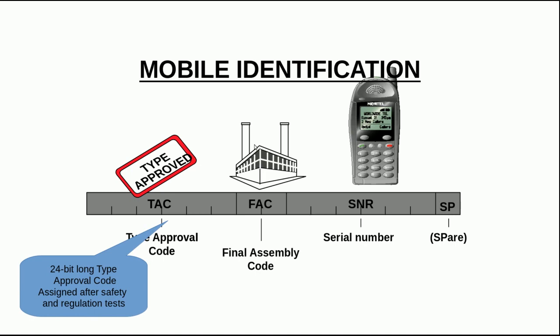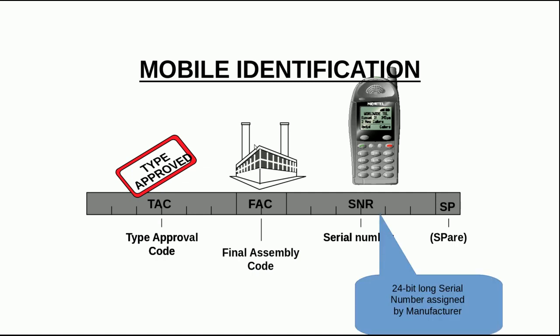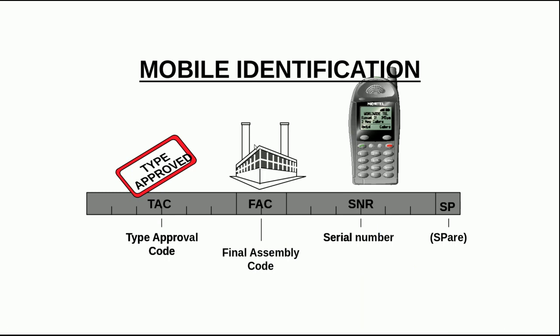And the second field in the IMEI is the final assembly code. This final assembly code tells us that, for example, if this is the mobile of Siemens, in which facility of the Siemens this mobile set was constructed. And this final assembly code is basically 8-bit long, and then you have the serial number, and it is basically a 24-bit field which is assigned by the manufacturer that is making this mobile. And then you have a spare field which is not used.